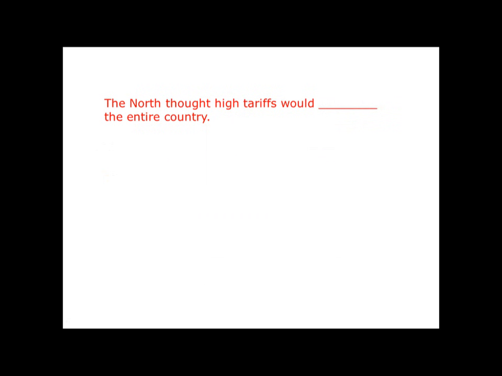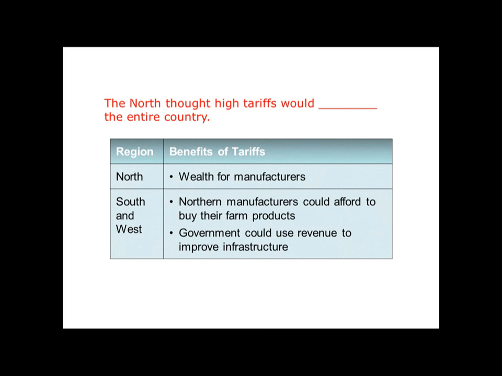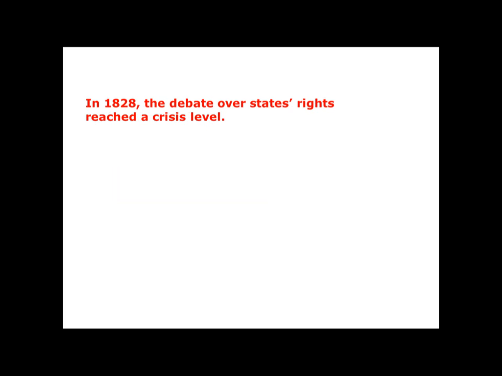The North thought high tariffs would benefit the entire country. Again, in the North, this would bring wealth for manufacturers. In the South and West, northern manufacturers could afford to buy their own farm products. Government would use revenue to improve infrastructure, such as roads, bridges, etc. So this was a northern mindset.